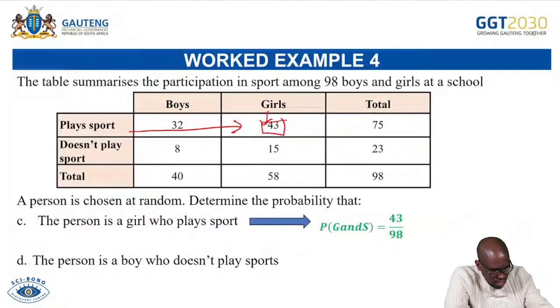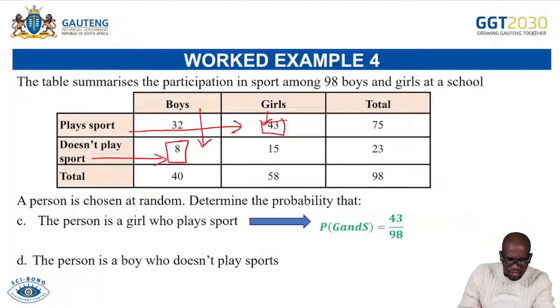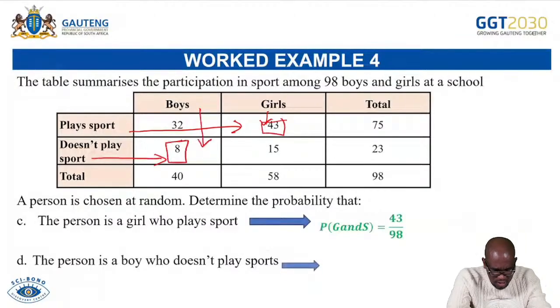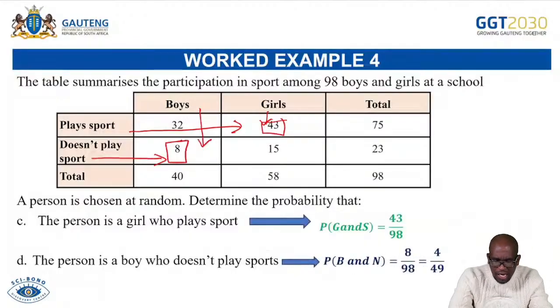And then the person is a boy who doesn't play sport. We are looking at boys, the intersection between a boy and doesn't play sport. So we are looking at 8 individuals here. So the probability will then be 8 divided by 98. As a simplified fraction, it's 4 divided by 49.